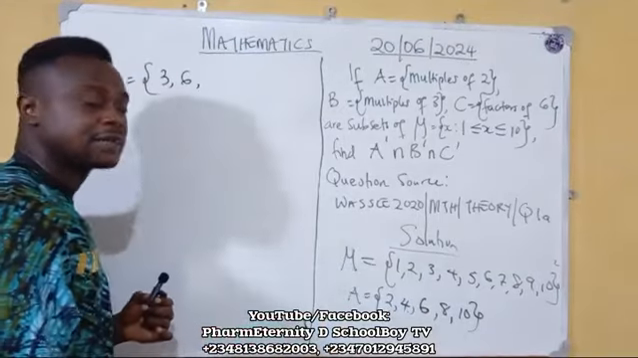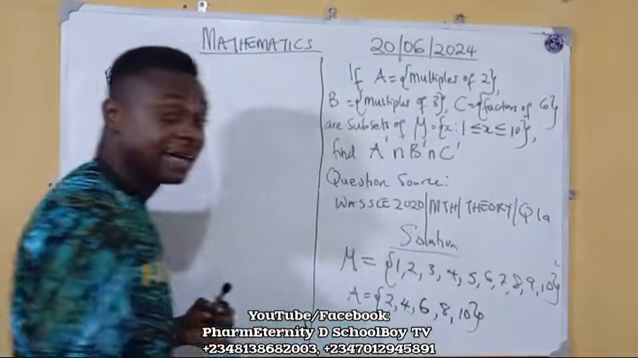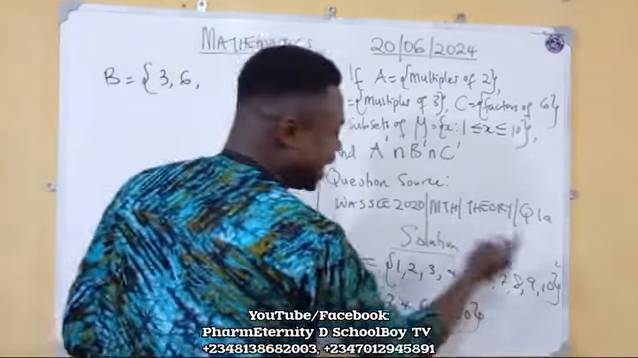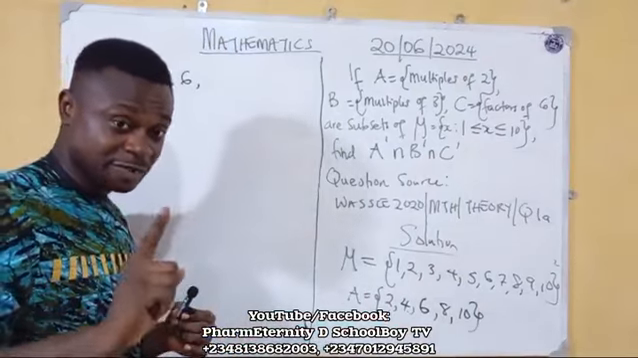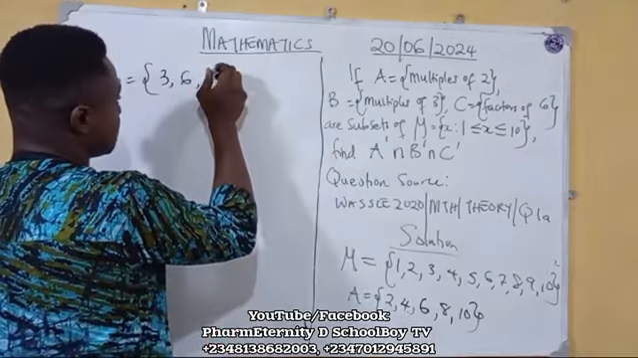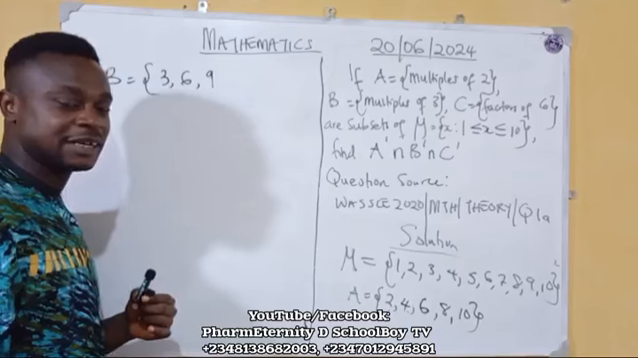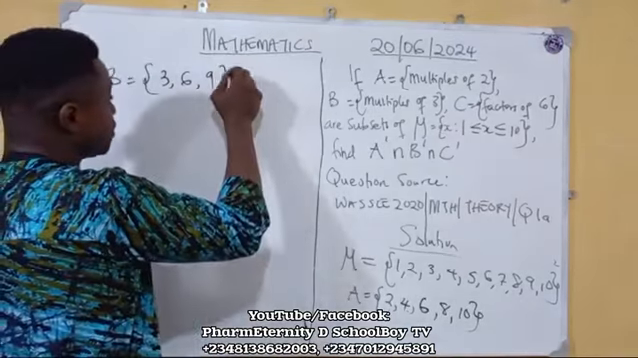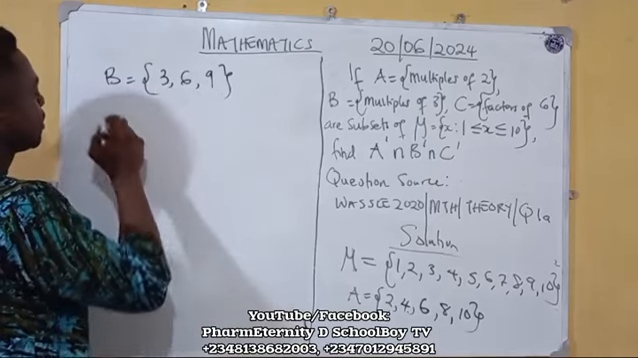7 divided by 3, there will be remainder. So 7 is not a multiple of 3. 8 divided by 3, there will be remainder. So 8 is not a multiple of 3. 9 divided by 3 is 3 remainder 0. So there is no remainder. So 9 is a multiple of 3. What of 10? 10 divided by 3, there's remainder. So 10 is not a multiple of 3. So multiples of 3 from 1 to 10 are 3, 6, 9.